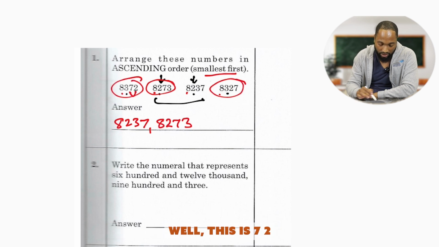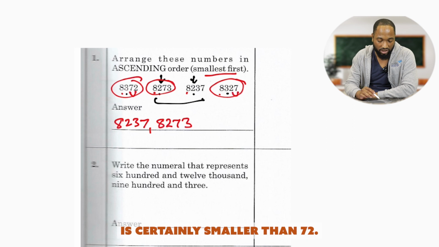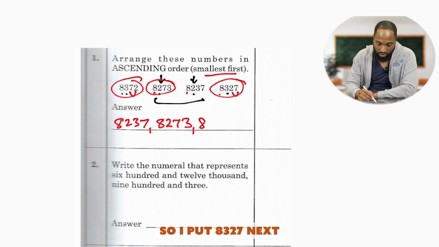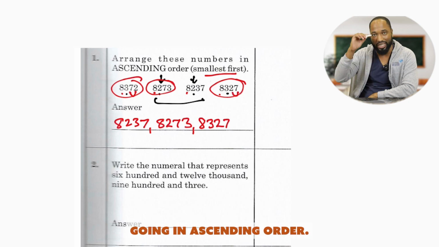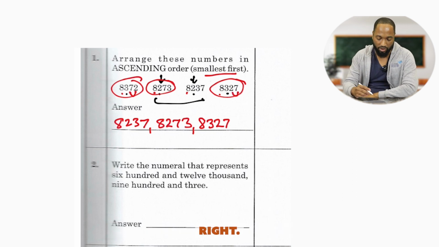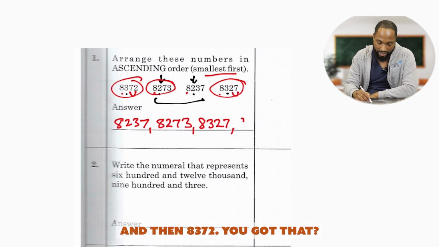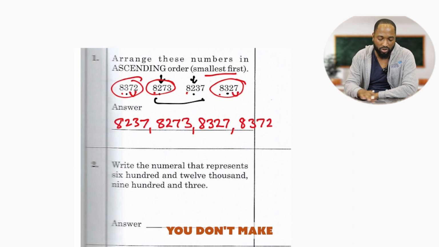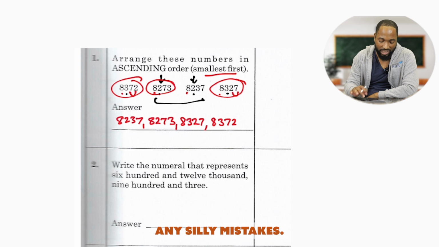Well, this is 72 and this is 27. So 27 is certainly smaller than 72. So I'll put 8,327 next, because I'm going in ascending order. I need to start off with the smallest and then keep putting larger numbers, right? So 8327 and then 8372. You got that? Most people get this correct. It's just to make sure you don't make any silly mistakes.